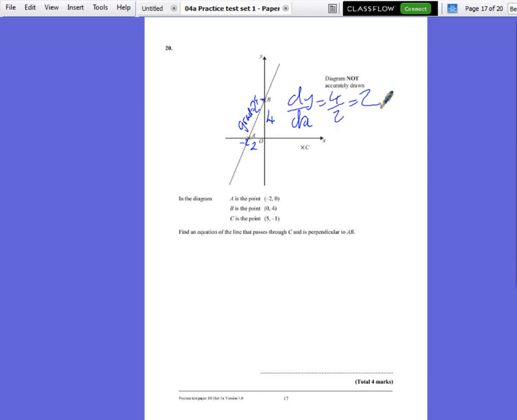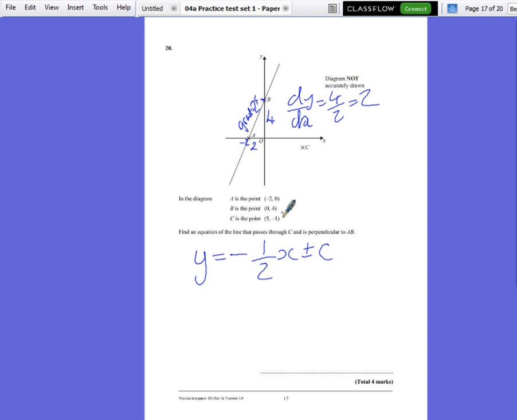To be perpendicular to that, it must have the negative reciprocal gradient. So our line will have the negative reciprocal gradient of that line. So it'll be y equals minus a half x, and then plus or minus a number on the end. Now we need to work out what the number on the end is so that it passes through C.